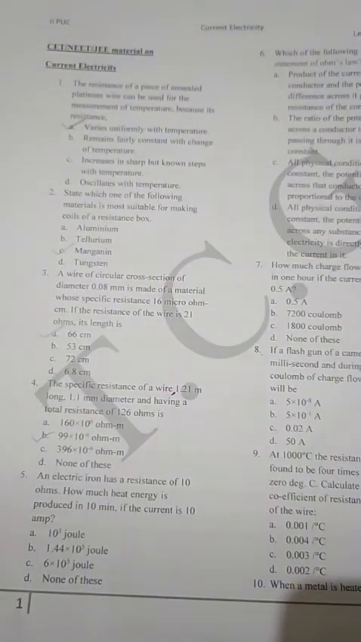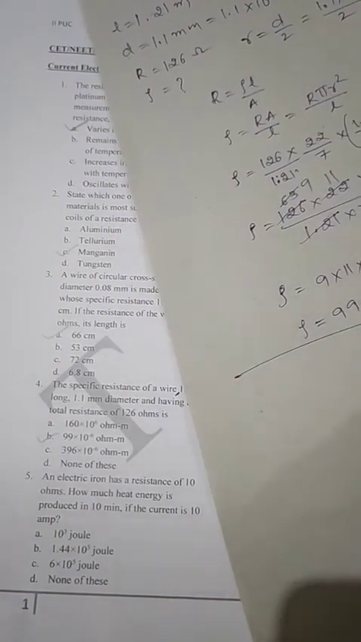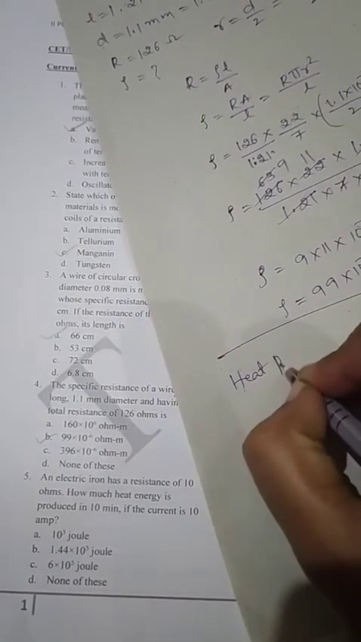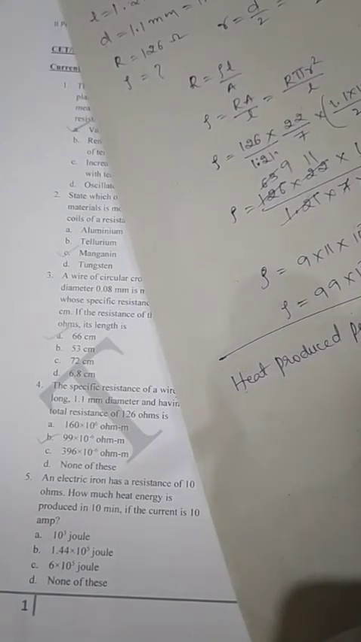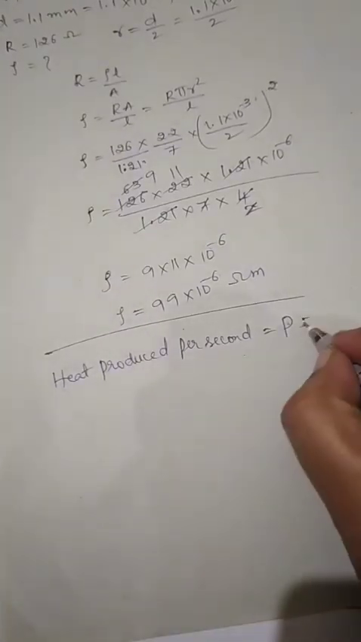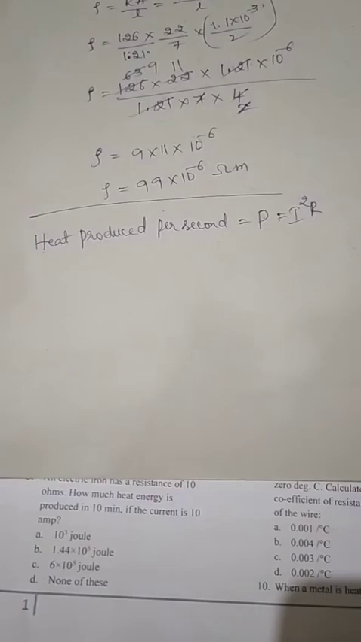Next, fifth question. An electric iron has a resistance of 10 ohm. How much heat energy is produced in 10 minutes if the current is 10 ampere? Here, the question will be simple. How much heat energy is produced? Heat produced per second will be written as power, that will be equal to I square R.